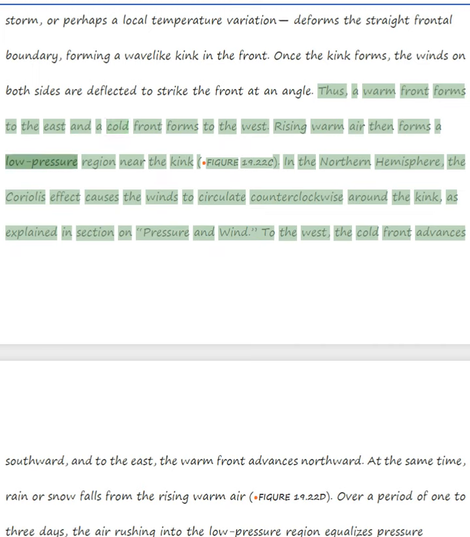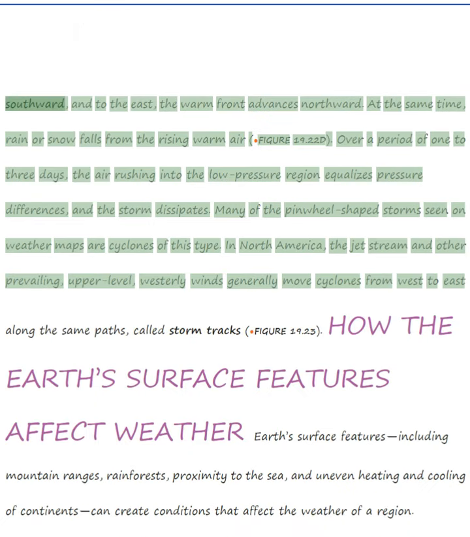Rising warm air then forms a low-pressure region near the kink. In the northern hemisphere, the Coriolis effect causes the winds to circulate counterclockwise around the kink, as explained in the section on pressure and wind. To the west, the cold front advances southward, and to the east, the warm front advances northward. At the same time, rain or snow falls from the rising warm air. Over a period of 1 to 3 days, the air rushing into the low-pressure region equalizes pressure differences, and the storm dissipates. Many of the pinwheel-shaped storms seen on weather maps are cyclones of this type.